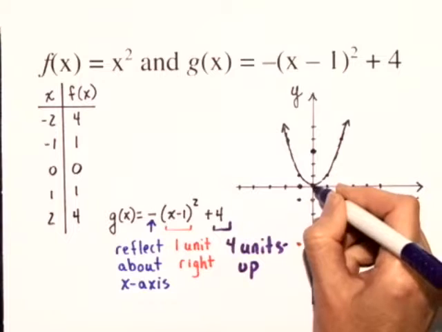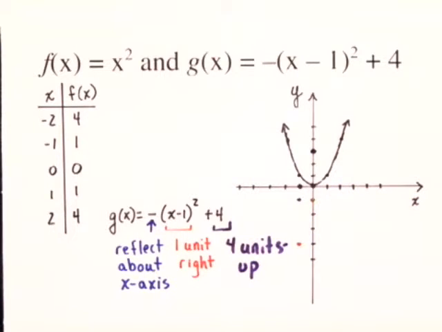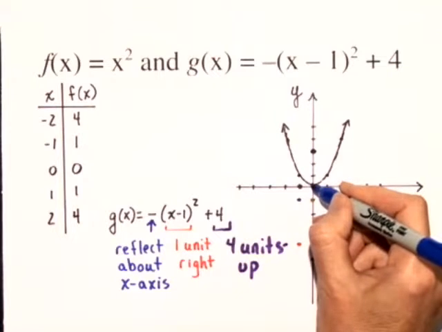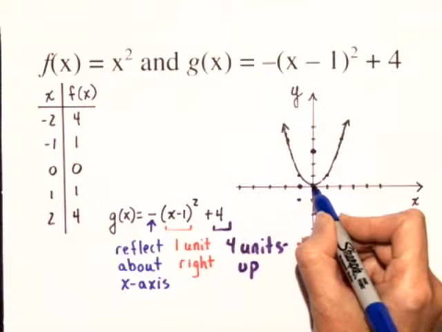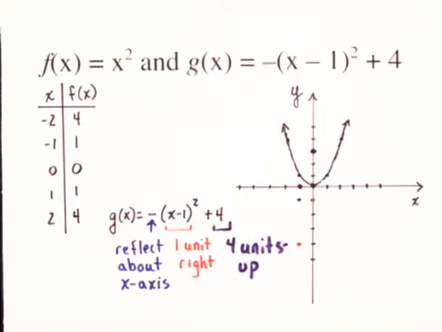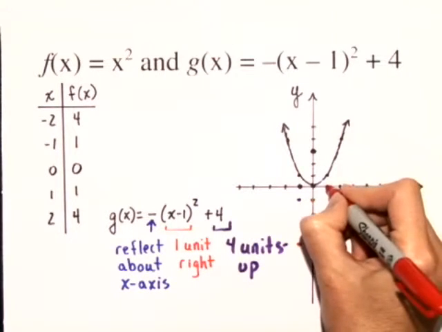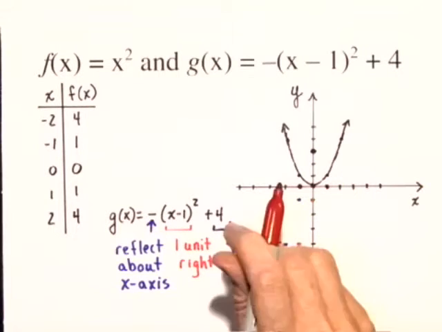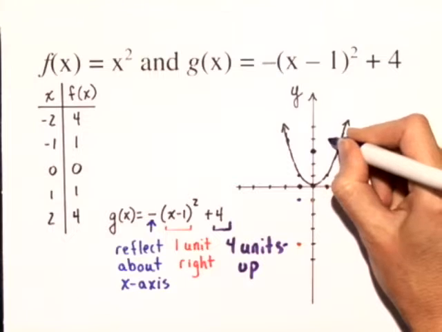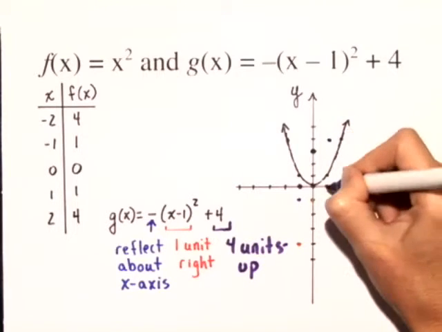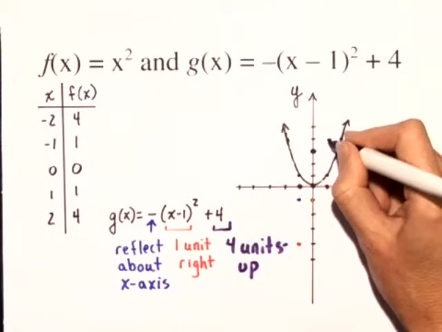My next point is 0, 0. Let's see what happens when I apply the transformation. Well, if I reflected about the x-axis, since it's on the x-axis, I don't need to move at all. Now 1 unit right, I just move 1 unit along the x-axis. And finally, 4 units up, I go 1, 2, 3, 4. I'm right here at this point 1, 4.